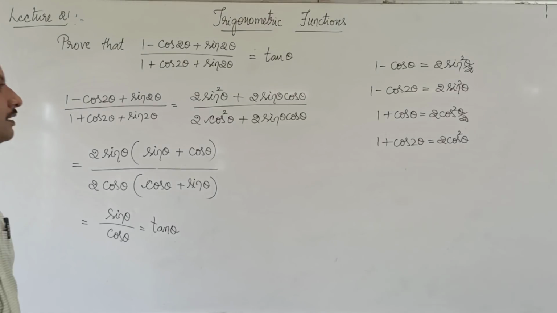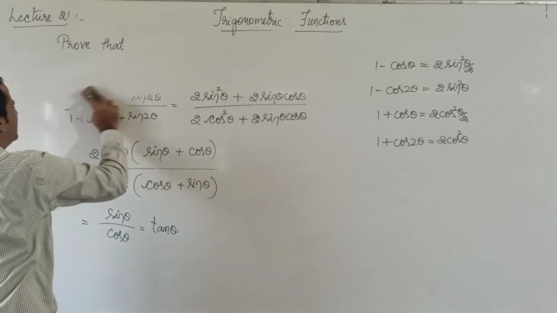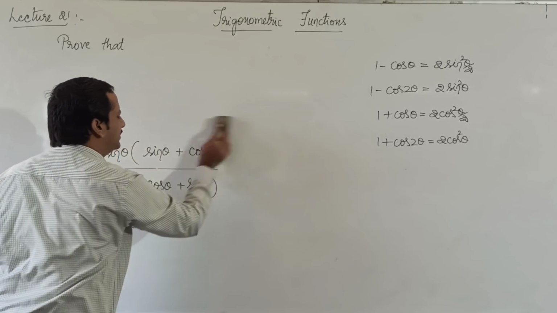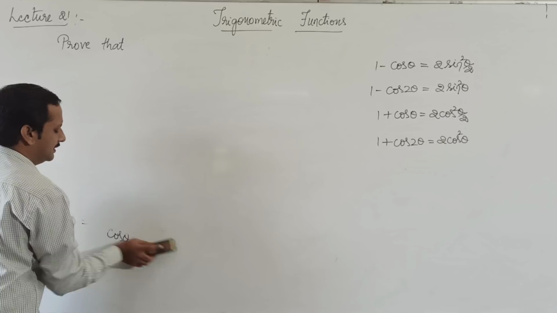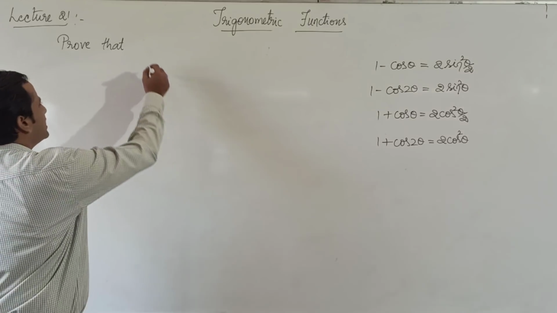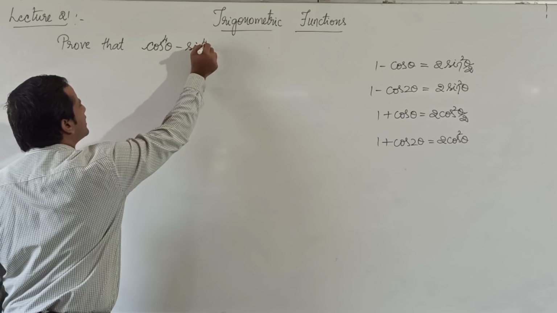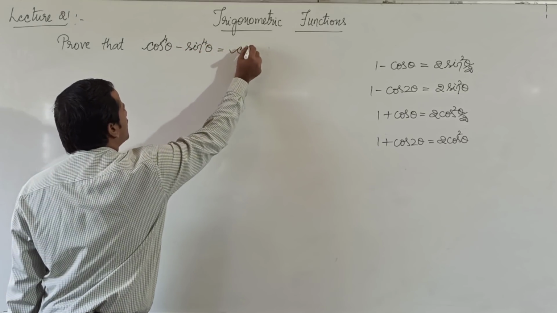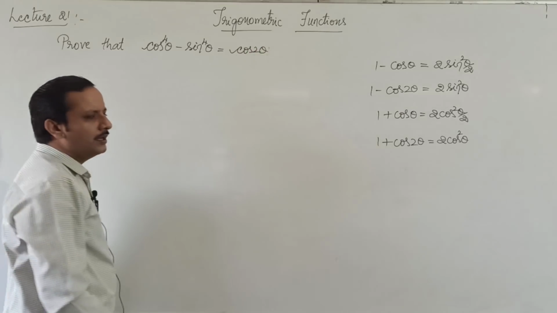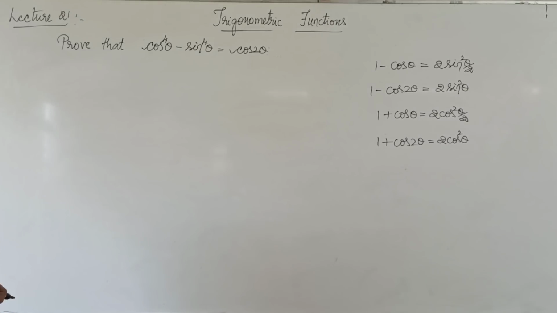Okay. Next question. Prove that cos power 4 theta minus sin power 4 theta is equal to cos 2 theta.